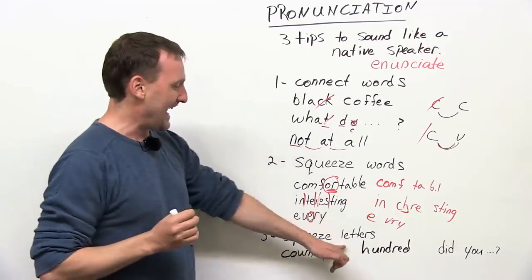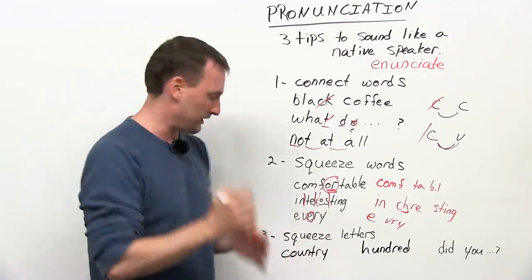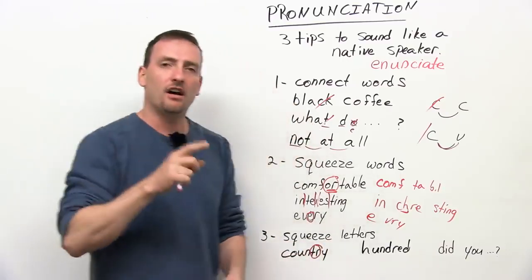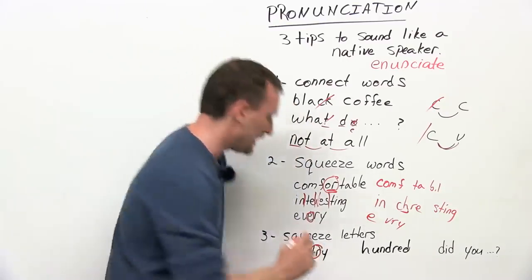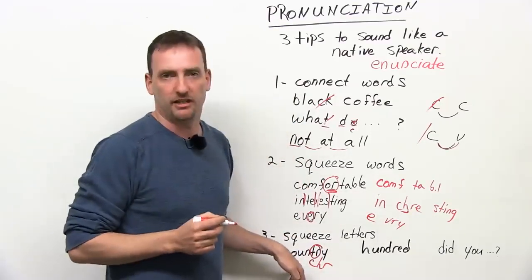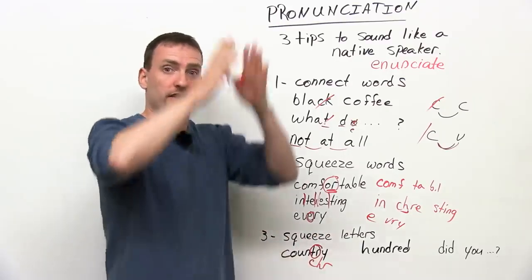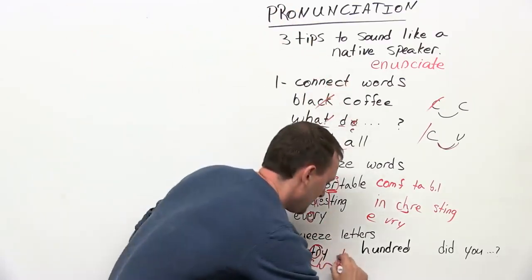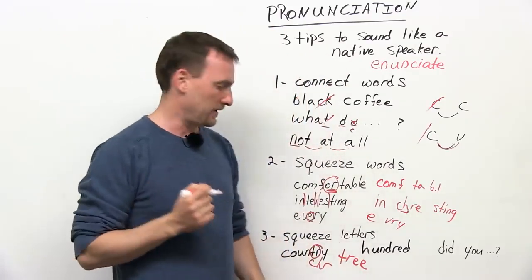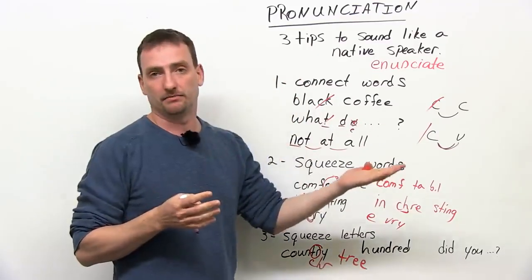Okay? Last, squeeze letters. Now, this is particularly true for a few letters. When we have TR together, it usually sounds like CHR. So we don't say country. We say country. Like a tree that grows, but even a tree is tree. If you go out with your friends, you go out for a treat.